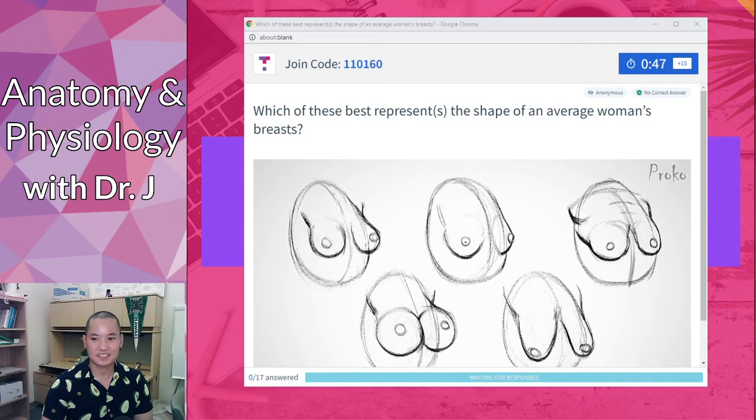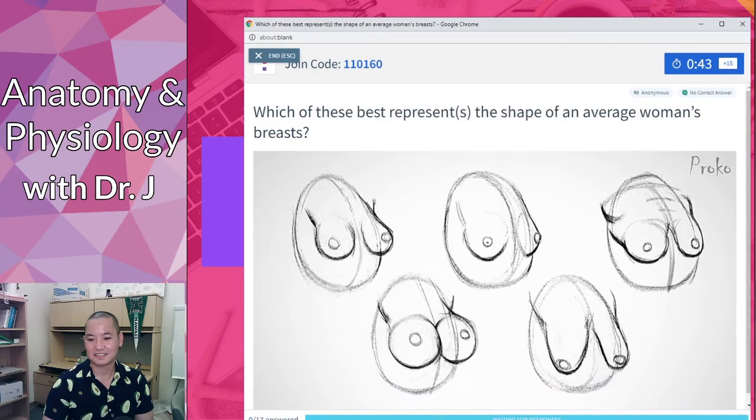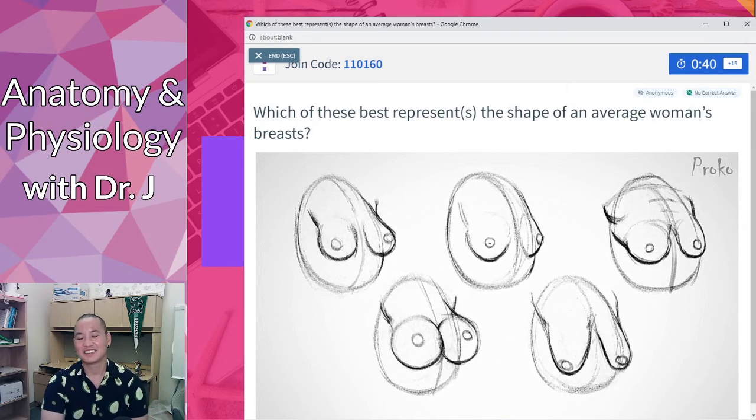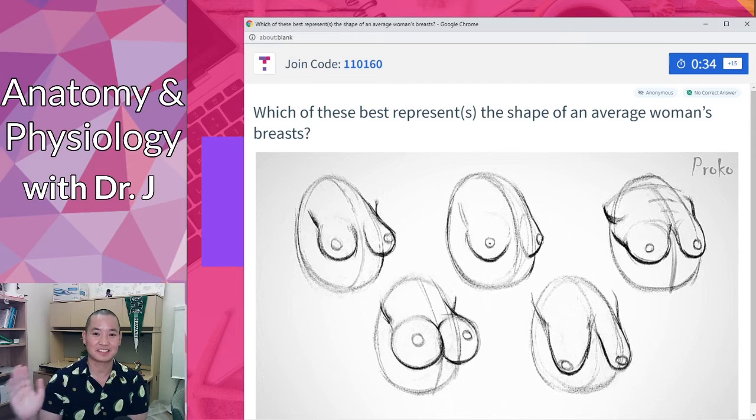Click on target question, and it's anonymous. Because I think initially these people were hesitant to ask this, because they might be identifying which shape their breasts are by clicking on it. So it's anonymous. It's not recording who answered what. So which of these do you think best represents an average woman's breasts?